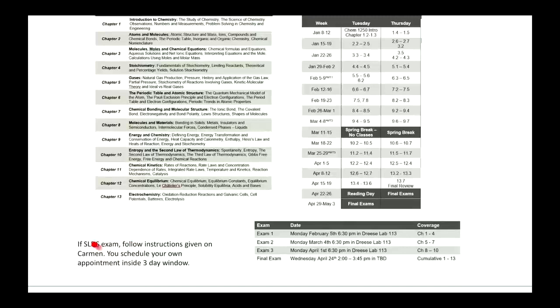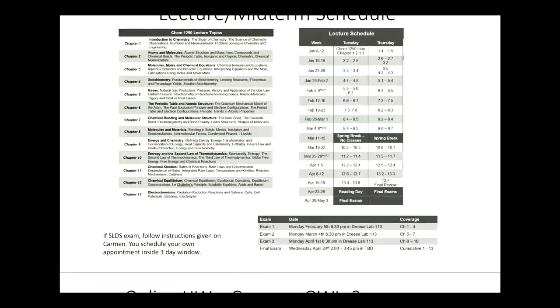And then lastly, if you have SLDS accommodations, in short, it's your responsibility to schedule your own SLDS exams to ensure you get accommodations. We have an SLDS module in Carmen, especially for you, where you see all of that criteria, right? But for the majority of you, 99% of you will be taking exams in these spaces indicated. So you see the chapter coverage, and our final exam is cumulative. It covers all 13 chapters. All right, so there we go.